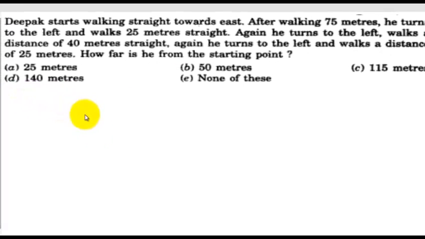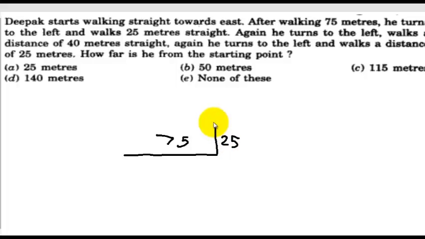Deepak starts walking straight towards east. After walking 75 meters, he has walked 75 meters towards east. He turns to the left. So when you are facing east, the upper side is your left side. He walks 25 meters. Now he is facing north.